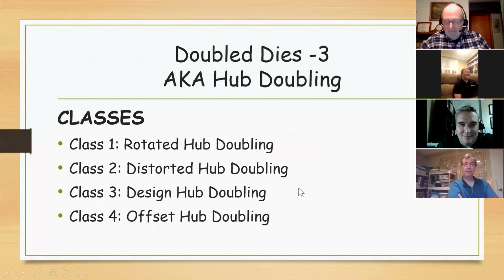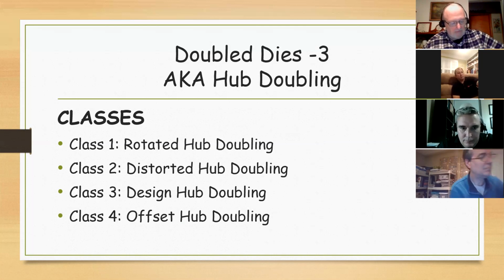Basically, class 1, the rotated, is pretty interesting. It's just a general overview. We'll talk about it more when we get to it. It results when the die receives an additional hubbing or striking that is misaligned in a clockwise or counterclockwise direction. And class 2, the distorted, results when the hub's design moves towards the rim between hubbings.